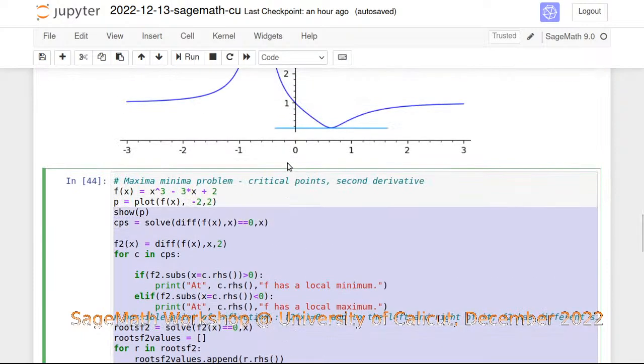Of course, if there are more points where f2 becomes 0, we need to programmatically check all these points again. So you can probably think about how to do that. Second derivative, point of inflection, everything.